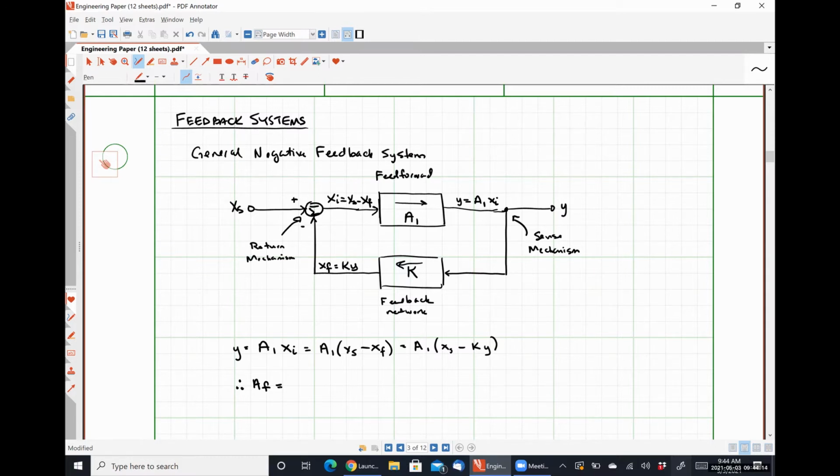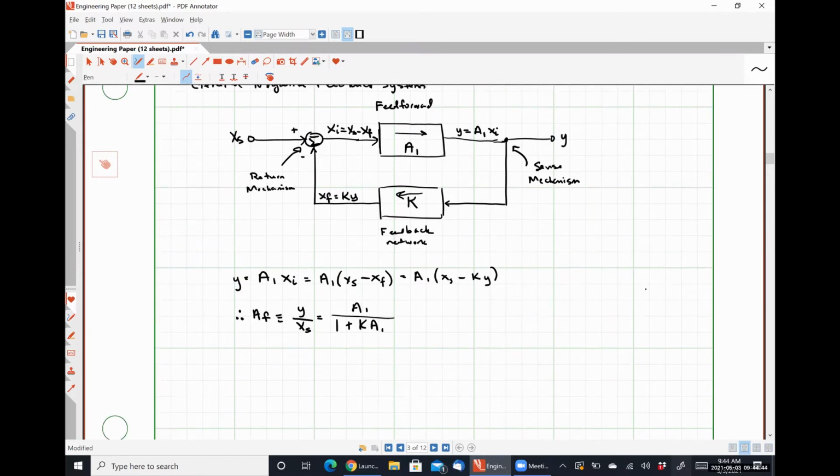Another thing I've seen it called is the asymptotic transfer function, which is a little bit beyond the scope of this course, but it's got lots of different names that all mean roughly the same thing. And for this general negative feedback system, where we define this as Y over X sub S, it looks like A1 divided by 1 plus K A1, where, to be clear, A1 is the open loop gain of the amplifier, and K is the feedback factor.